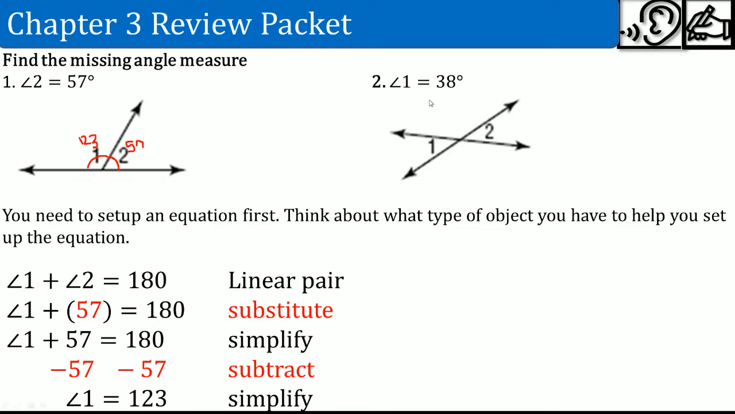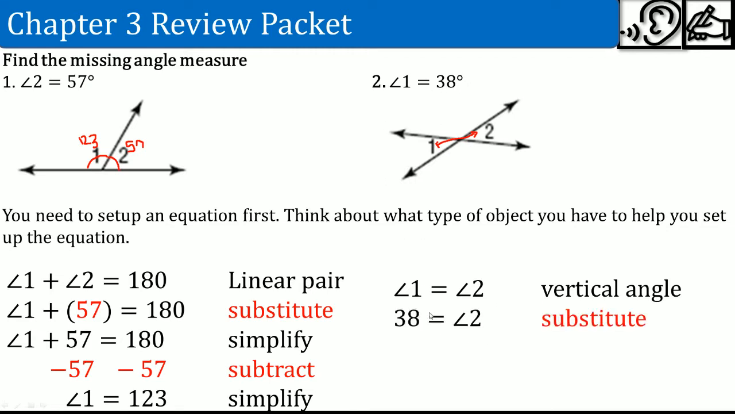Next one, if we look at this, it looks like these are reflected of each other, so we would say that this is vertical angles. So angle 1 is equal to angle 2. We know what angle 1 is, which is 38, so we make that substitution and we can just simplify it. So we would say angle 2 is just 38. This is 38, so this is going to be 38.